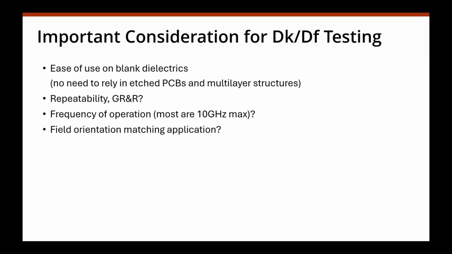A second thing, and that's unfortunately something that's not asked often enough, is how repeatable a certain Dk and Df testing method is. What's the gauge R&R? I have been in discussions with users that were arguing about very minor changes in Df that were in no way really solid based on the repeatability of those test methods.